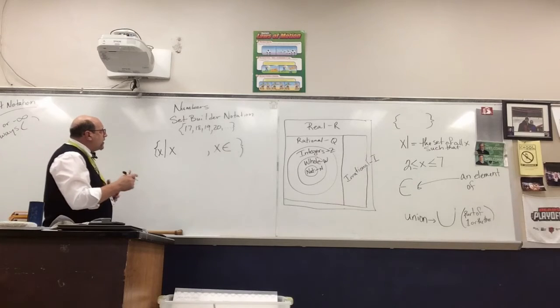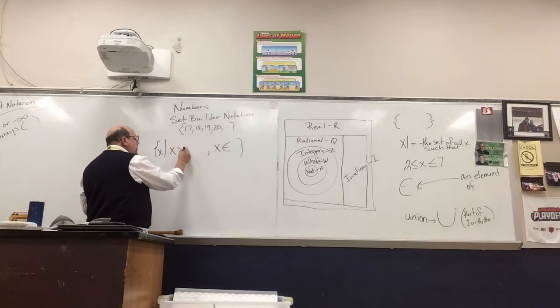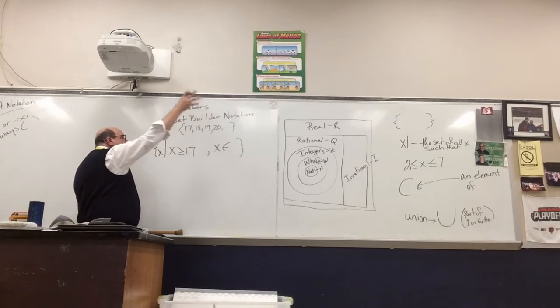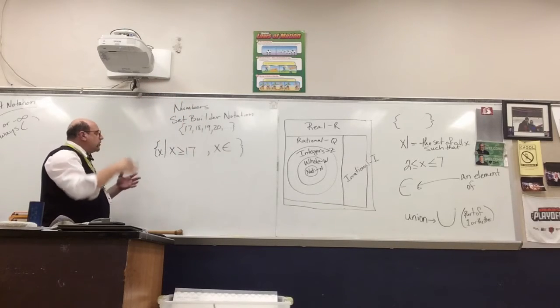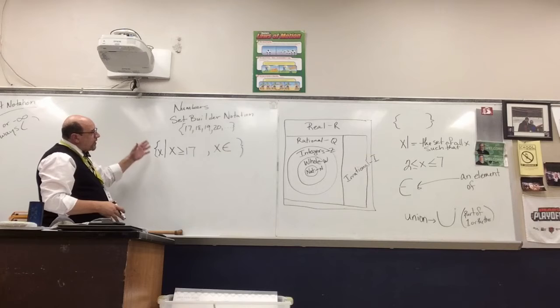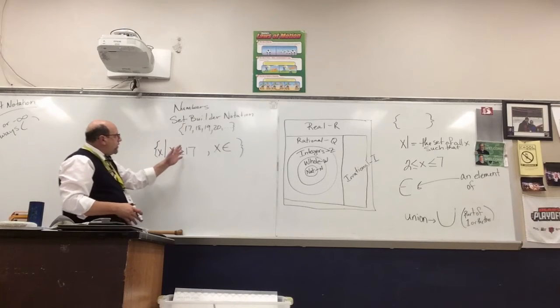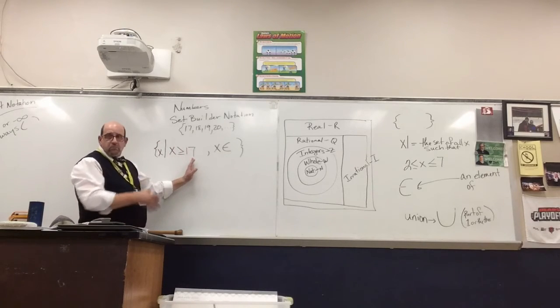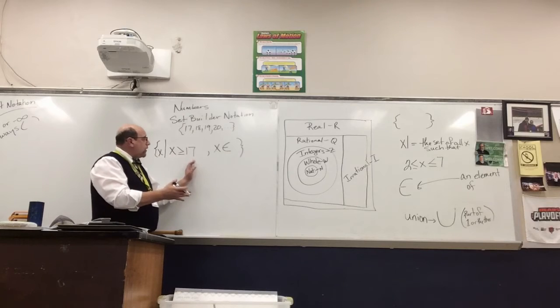And so what is this inequality? Well, we're going to talk about everything greater than or equal to 17, right? It's 17 and up. So the set of all x such that x is greater than or equal to 17. That's the end of our inequality.